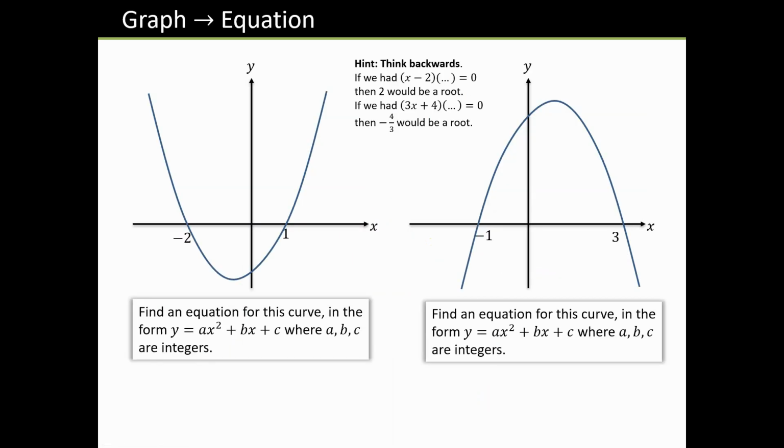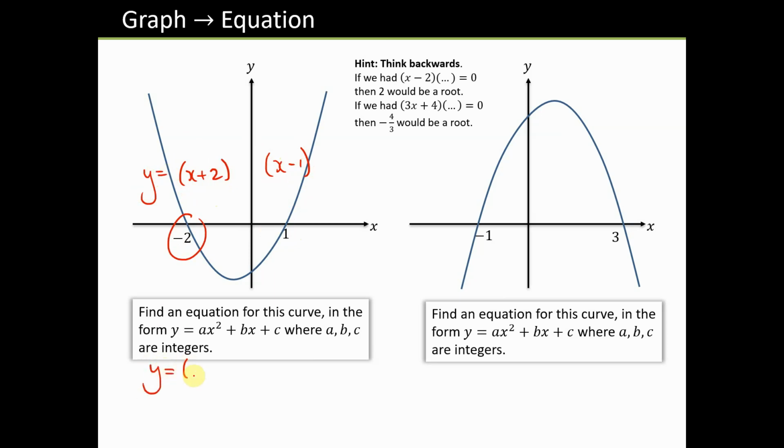So, just a quick little add-on here. We can be given a graph, and we could be asked to find an equation. So we've gone from equation to graph, but we could be asked to go from graph back to equation. So, thinking backwards, if I had a root here of -2, what would my bracket have looked like? Well, my bracket will have looked like x plus 2, because when I find the solution to that, it would give me -2. And similarly for this, if I've got a solution of 1, my bracket would say x minus 1.